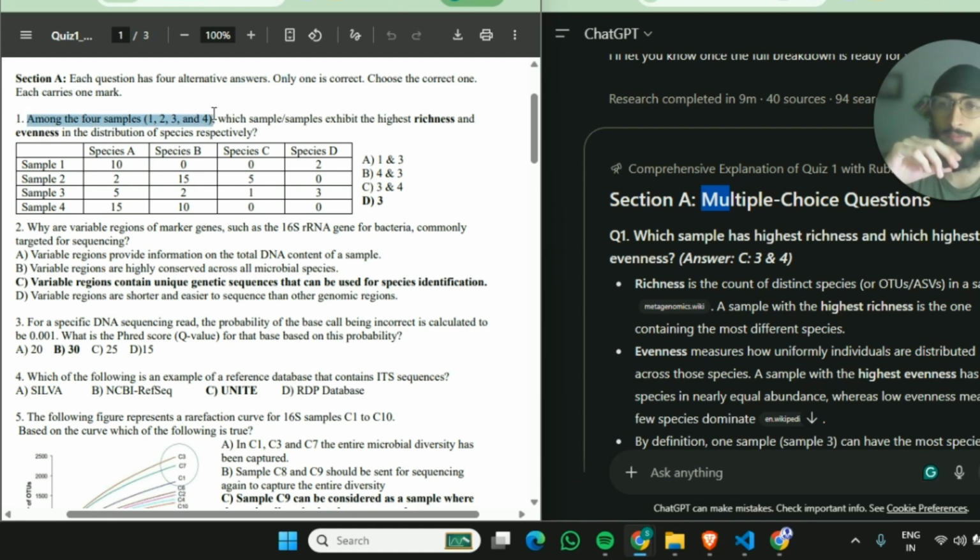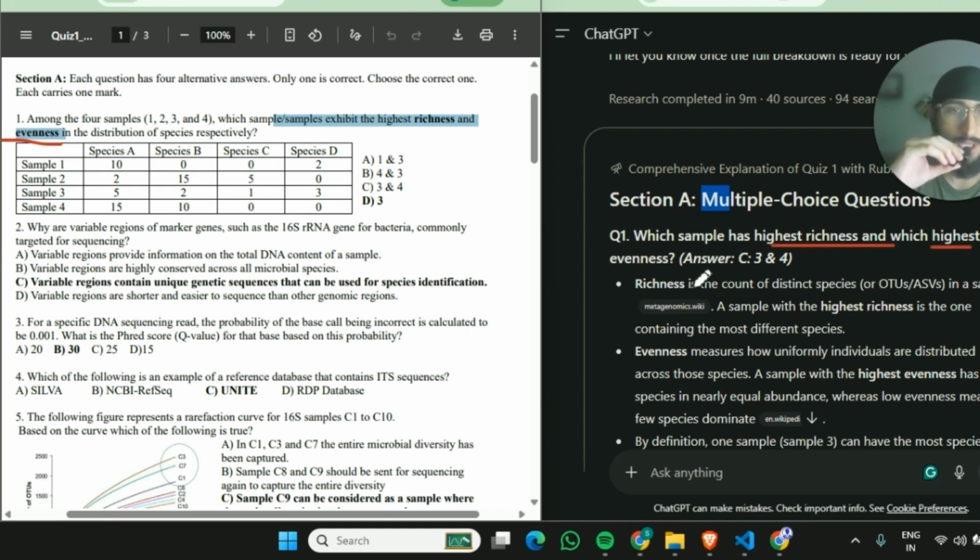Among the four samples, 1, 2, 3, and 4, which sample or samples exhibit the highest richness and the highest evenness in the distribution of species respectively? And we've been given a table with 4 columns and 4 rows, sample 1 to 4 and species A, B, C, D, right? And we need to find out the sample or samples which exhibit the highest richness and evenness. Okay, so let us first understand how we check for this richness and evenness constraint.